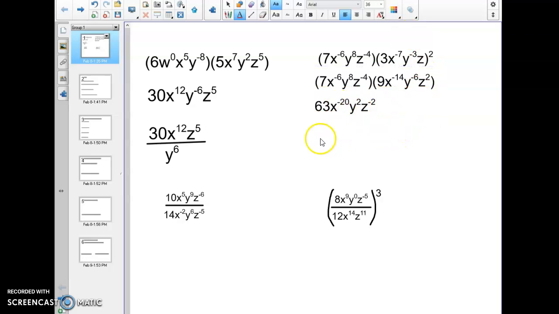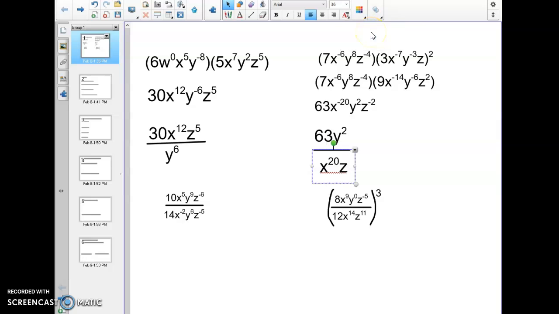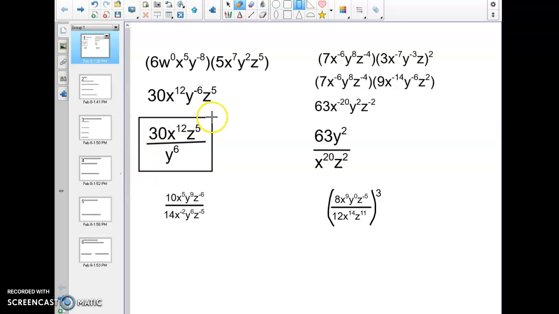Now, I don't want to leave negative exponents, so 63y squared, and then in the denominator, it becomes x to the 20th and z squared. And there's our answer. Okay. And while I'm here, I might as well box answers up so it's clear where the answer is. So that answer and that answer.